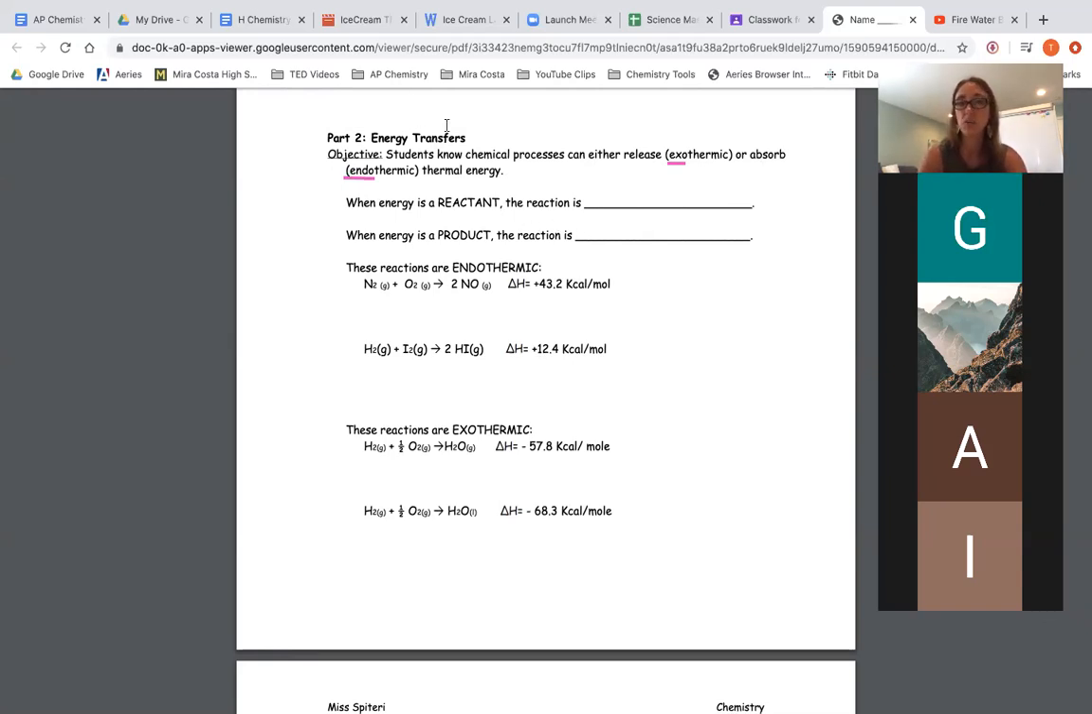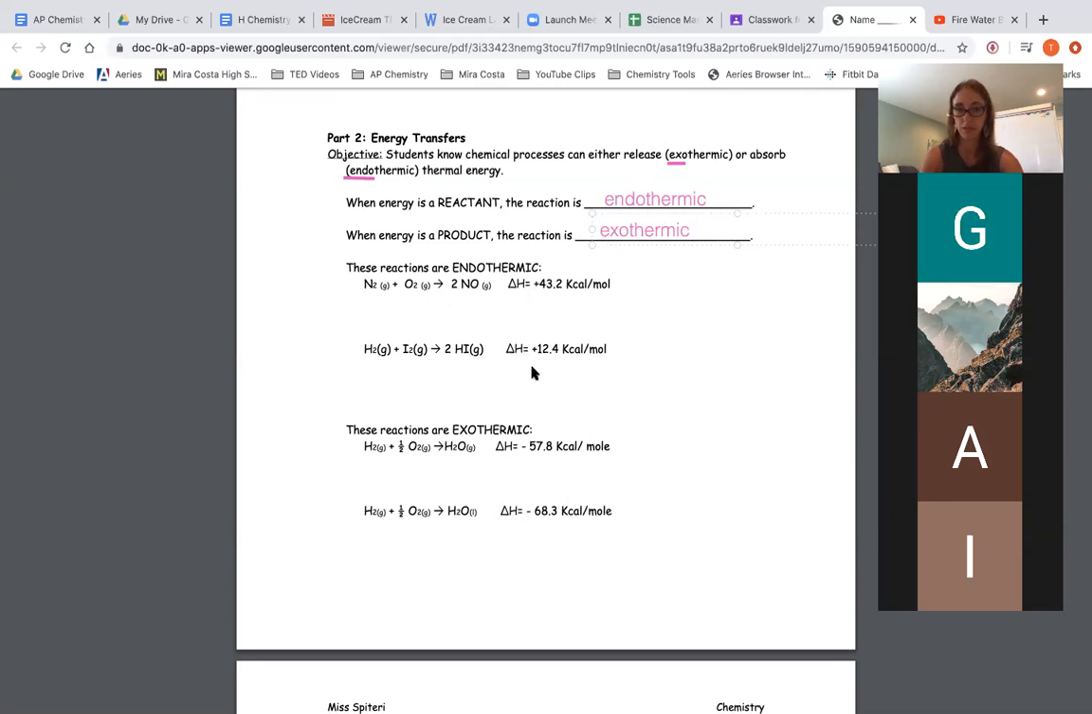So when energy is a reactant, if energy is on the reactant side, that means heat is going in, and that's an endothermic reaction. And when energy is a product, that means it's coming out, and therefore the reaction is exothermic. Okay, so these reactions are endothermic.